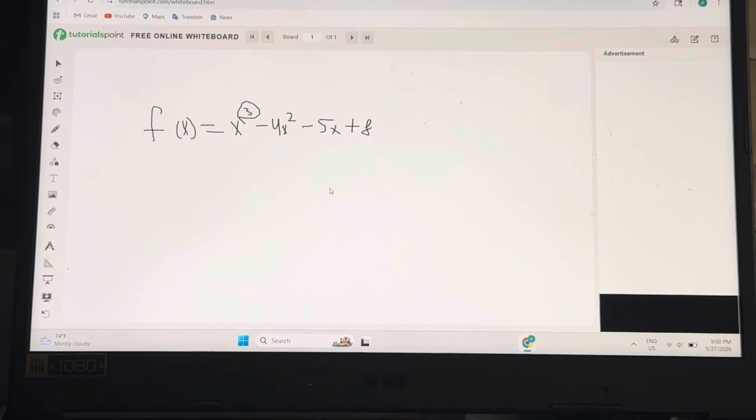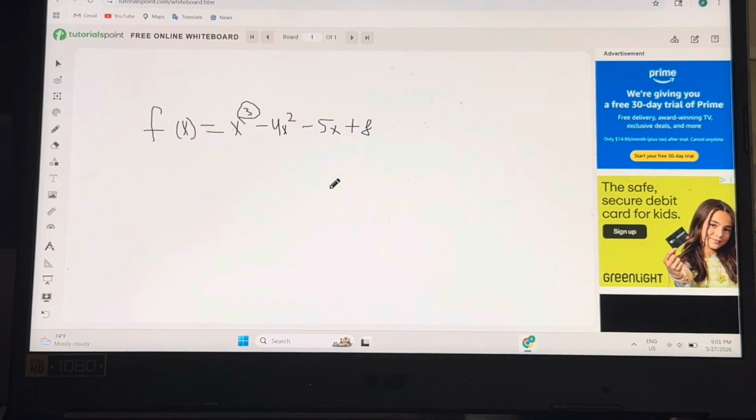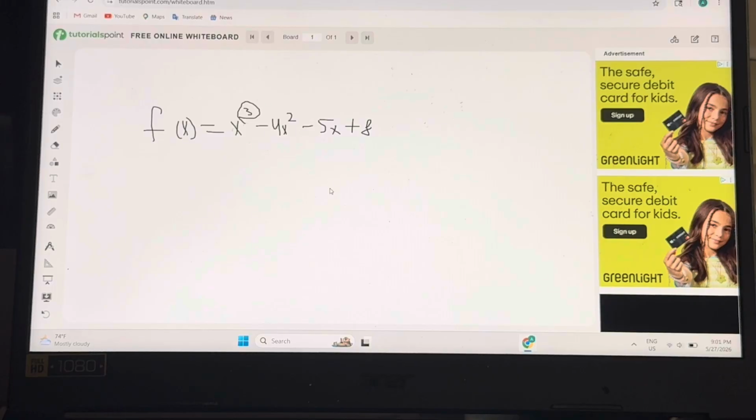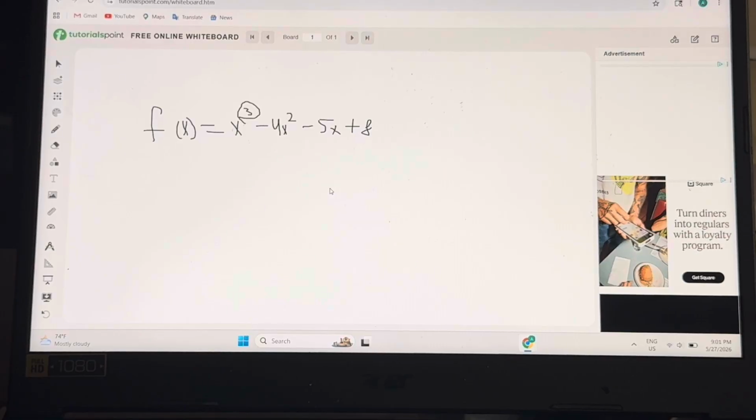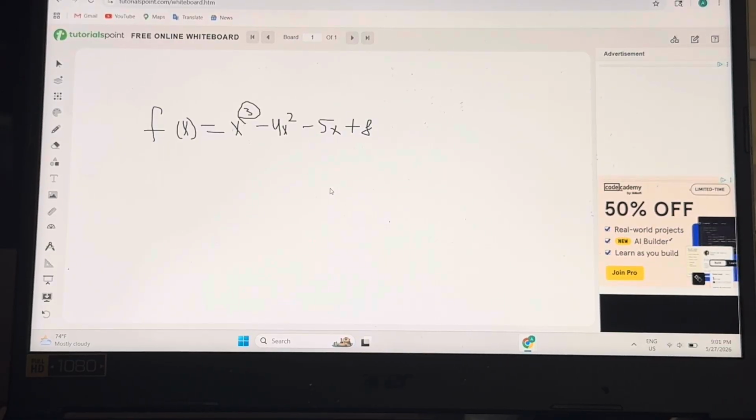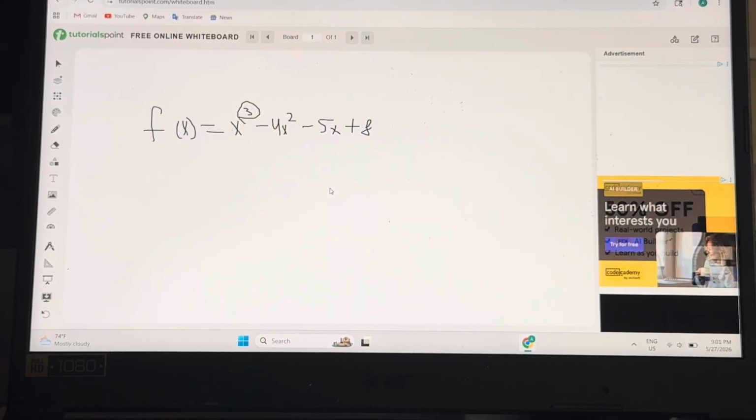Okay, so let's define what a polynomial actually is. A polynomial is an expression made up of variables, coefficients, and exponents that are whole numbers. Here's an example: f of x equals x to the power of 3 minus 4x squared minus 5x plus 8. This is clearly a polynomial because the exponents are positive whole numbers, like you can see 3, 2, and 1.